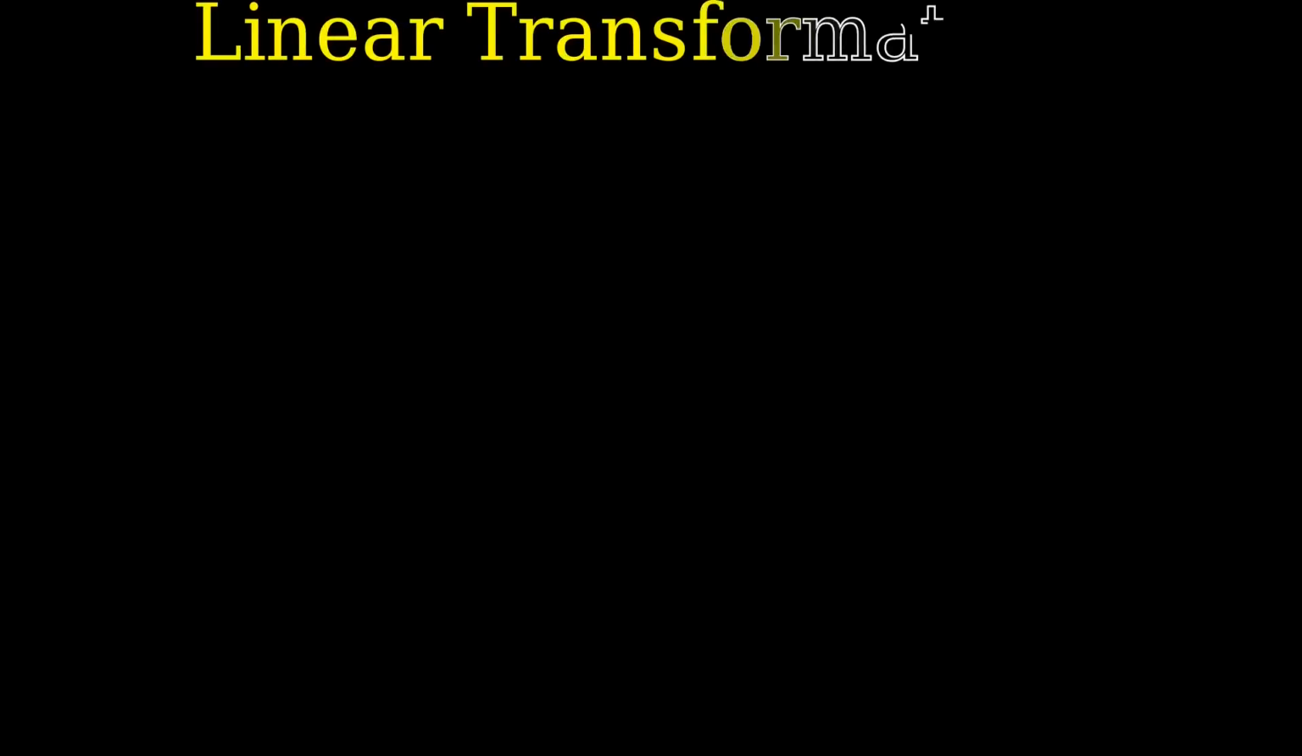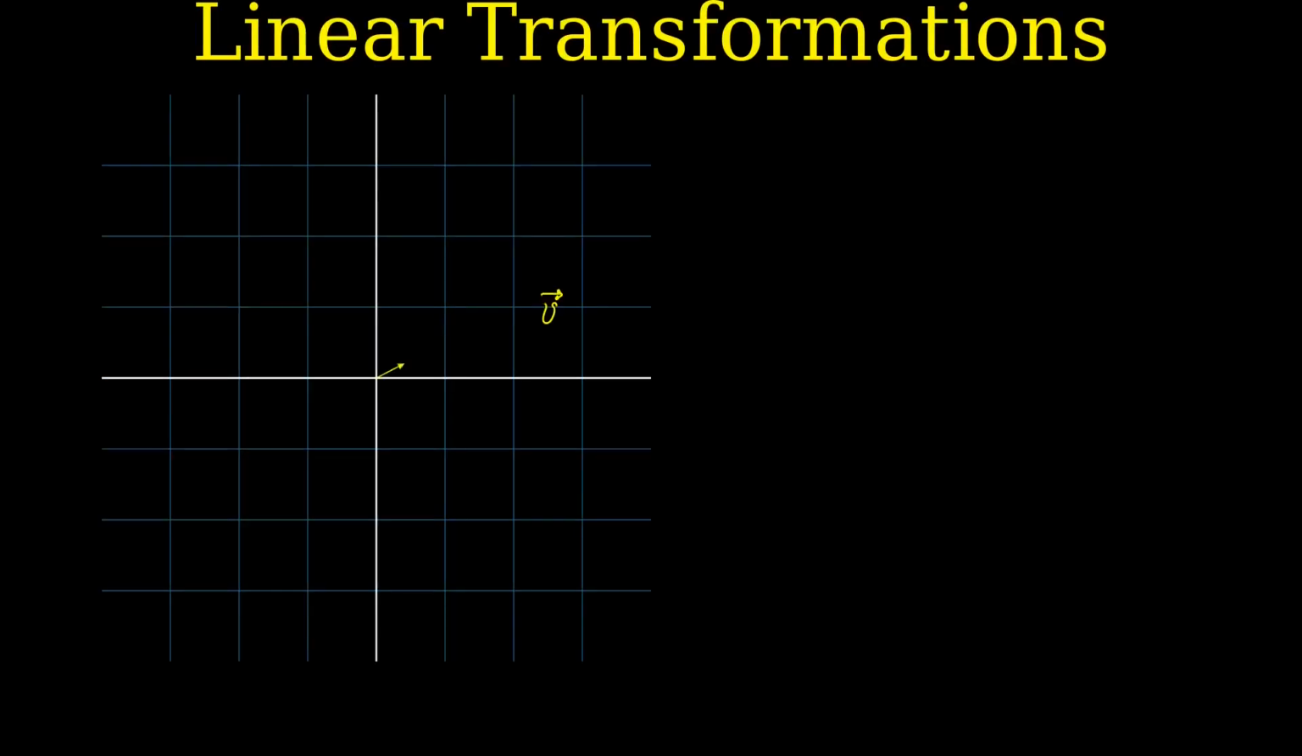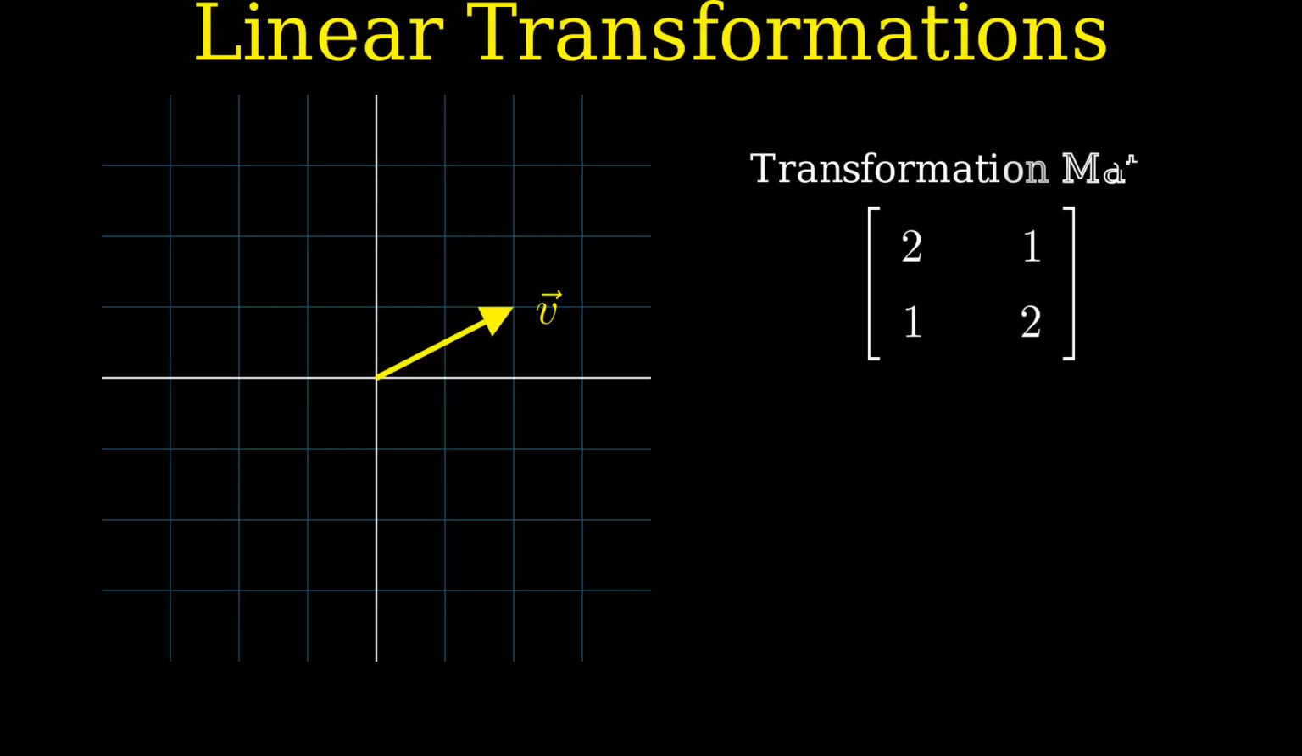Before we dive into eigenvectors, let's review linear transformations. A linear transformation takes vectors as input and outputs new vectors. It preserves vector addition and scalar multiplication. Most importantly, it can be represented by matrix multiplication.